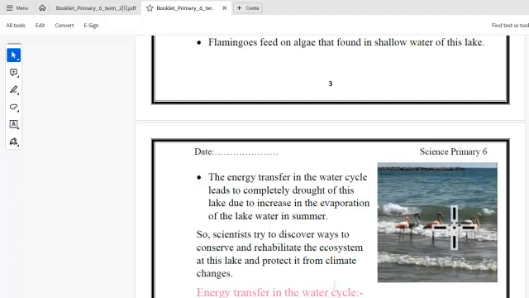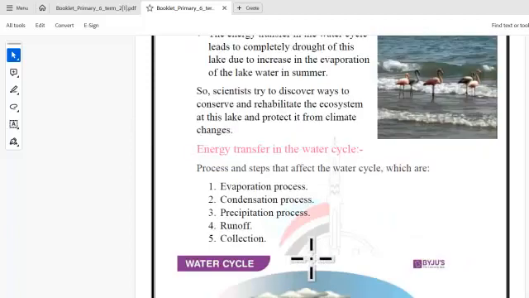The energy transfer in the water cycle leads to complete drought of this lake due to the increase in the evaporation of lake water in summer. So scientists try to discover ways to conserve and rehabilitate the ecosystem at this lake and protect it from climate change. Energy transfer in the water cycle.